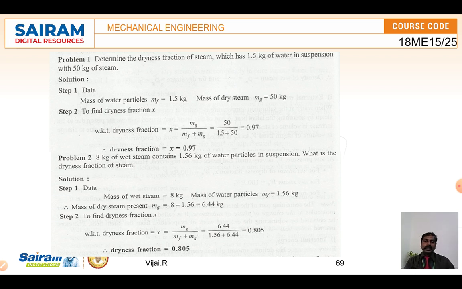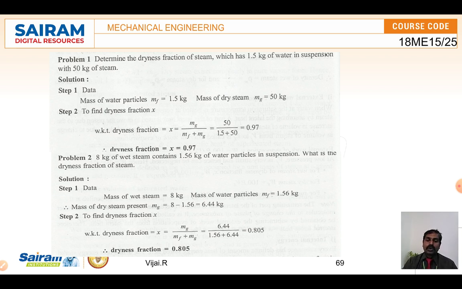Like that, another problem: 8 kg of wet steam contains 1.56 kg of water particles. What is the dryness fraction of the steam? Here the data given is the mass of the wet steam, 8 kg. The mass of the water particles, mf, is 1.56. What we need is the mass of the dry steam present. The total wet steam is 8 kg and the water particles are 1.56, so we subtract, and we get the dry steam as 6.44 kg, that is mg.